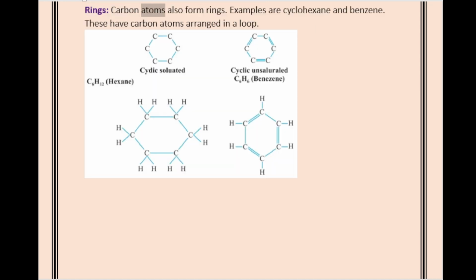Rings. Carbon atoms also form rings. Examples are cyclohexane and benzene. These have carbon atoms arranged in a loop.